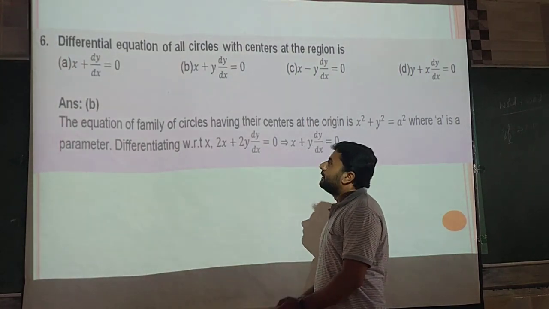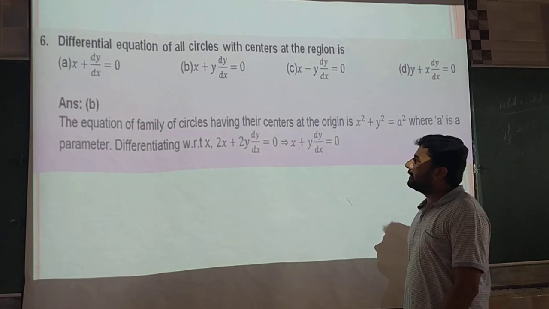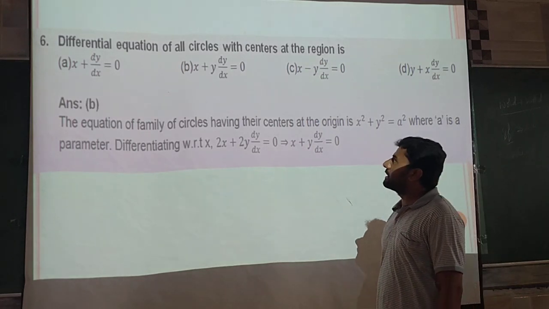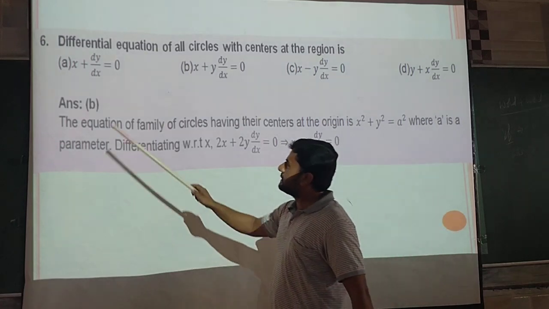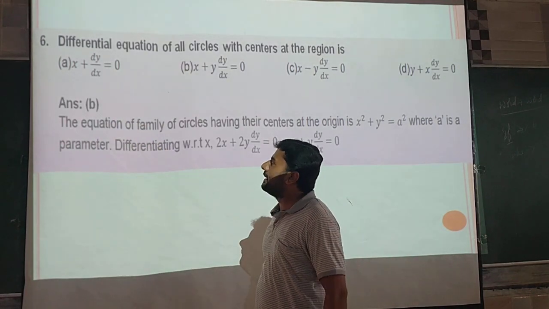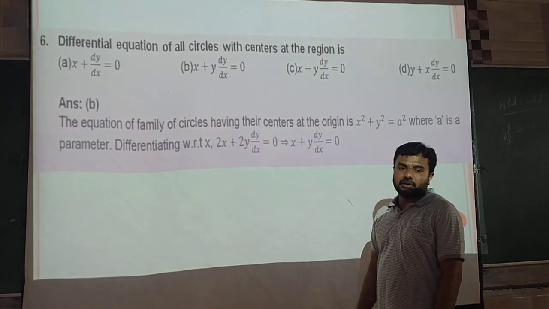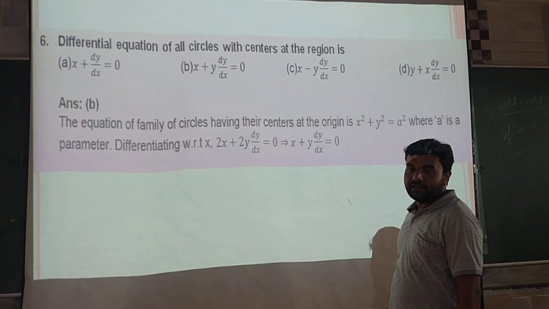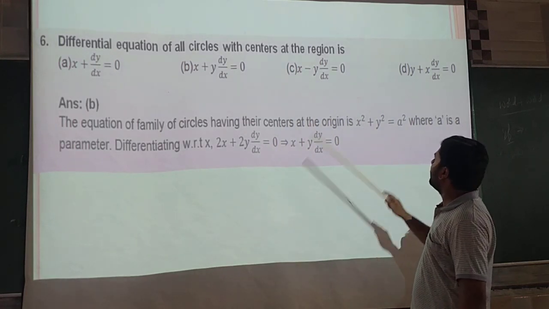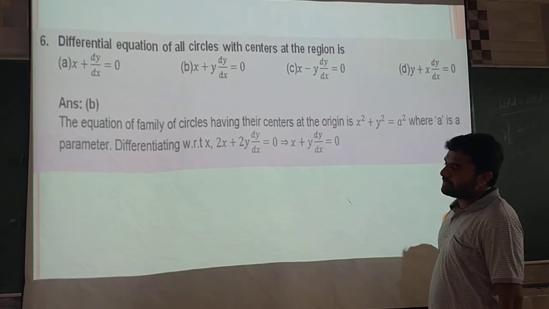Okay, next question. The differential equation of all circles with the center at the origin is: option A is x plus dy by dx is equal to 0. Option B, x plus y into dy by dx is equal to 0. Option C, x minus y into dy by dx is equal to 0. Option D, y plus x into dy by dx is equal to 0.